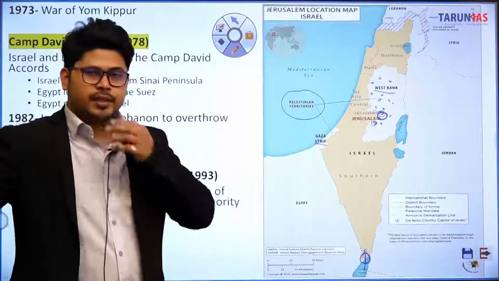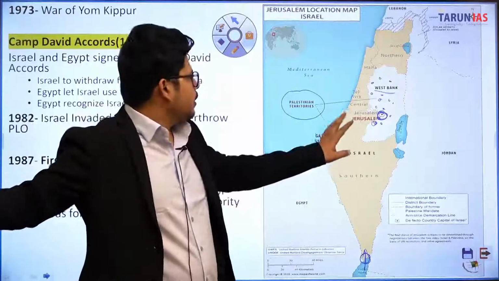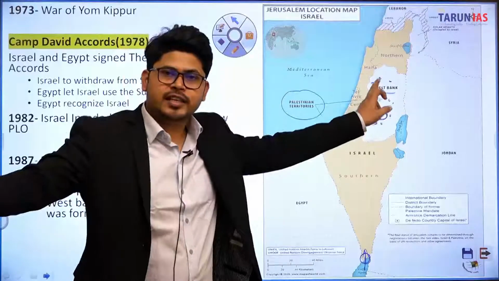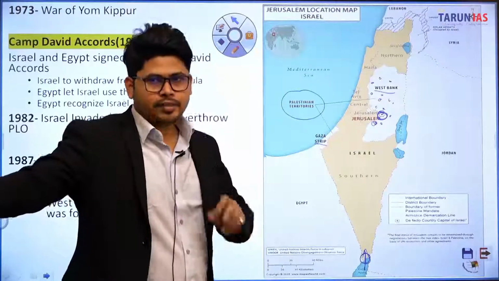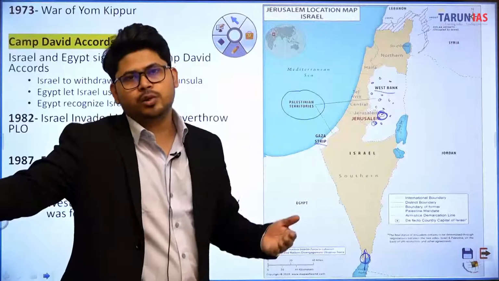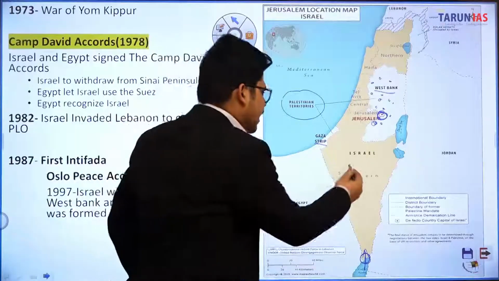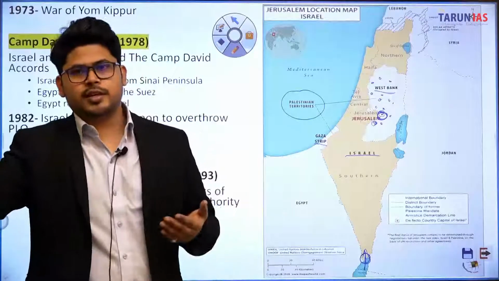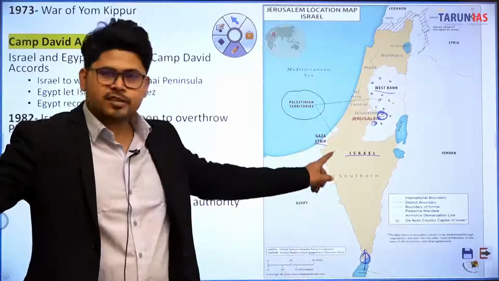The second important thing is, okay, the first was the enclaves or the colonies of Israel in the West Bank. The second one is the status of Jerusalem, and the third very important point is the right of refugees to return to their own homeland. Why? Israel is basically what? Is a Jewish nation. Israel is a Jewish nation. Okay? India is a secular nation. Similarly, Israel is a Jewish nation.